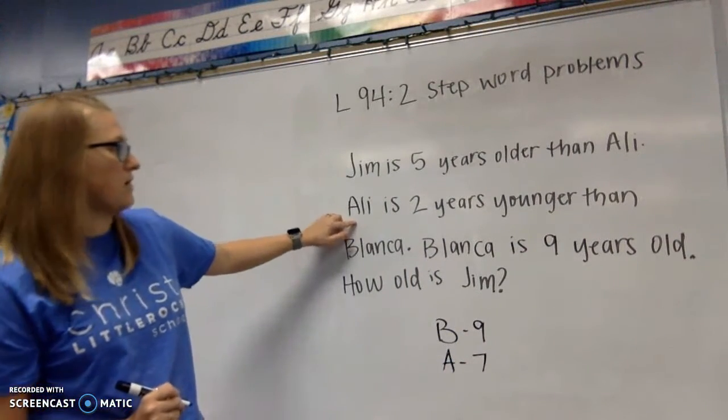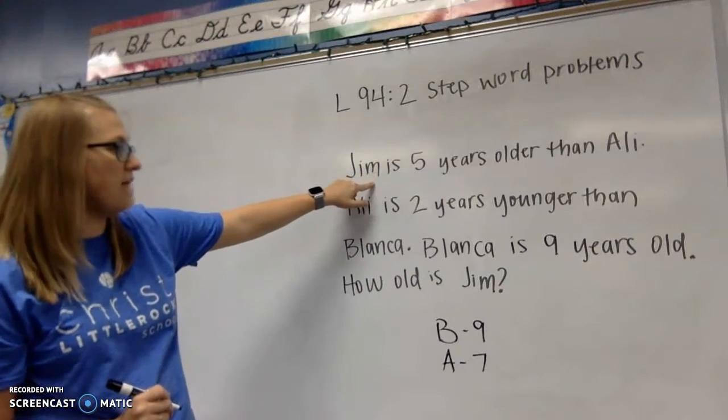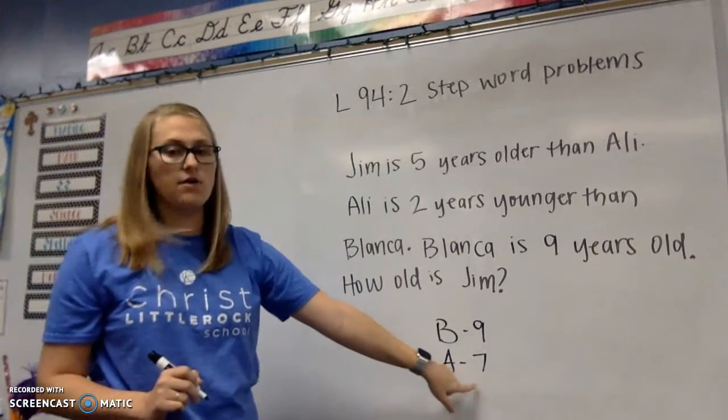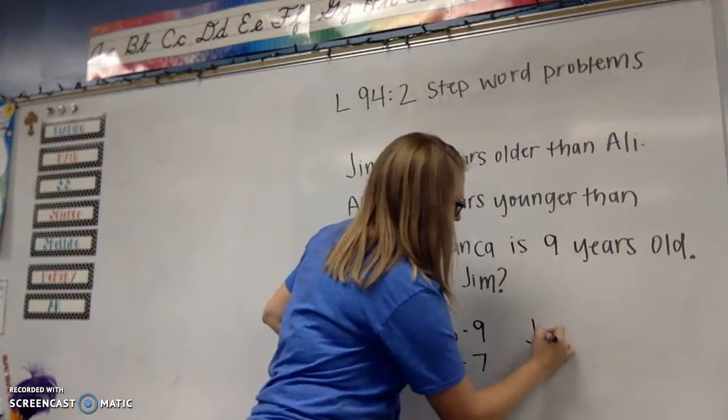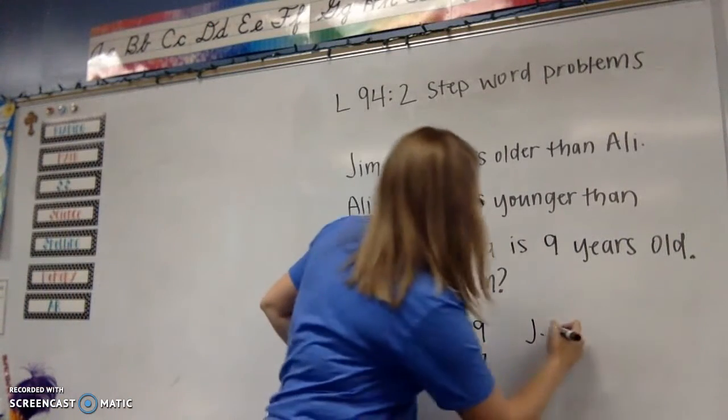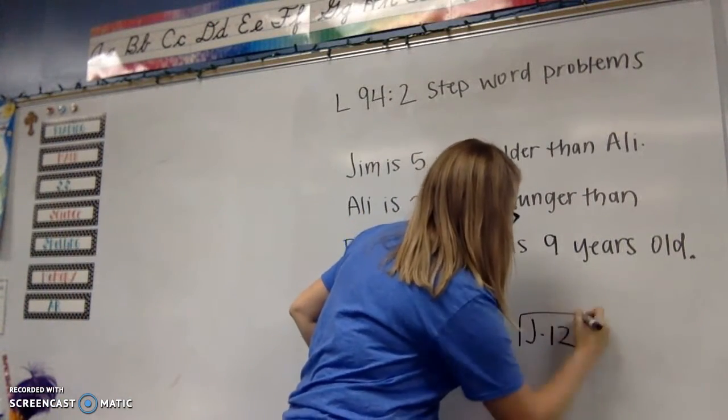We're going to go even more backwards. Jim is 5 years older than Allie, because now we know how old Allie is. So if Jim is 5 years older, we know that Jim is going to be 12 years old.